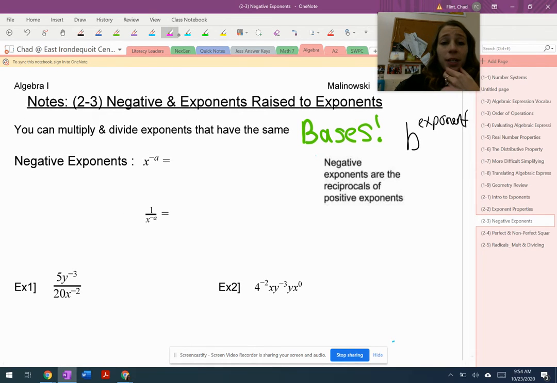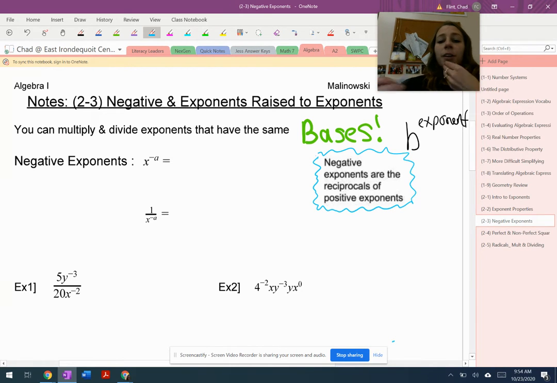So negative exponents. Negative exponents are the reciprocals of positive exponents. So let's look at that word reciprocal. We did talk about that in Unit 1. We talked about it as the multiplicative inverse, actually.